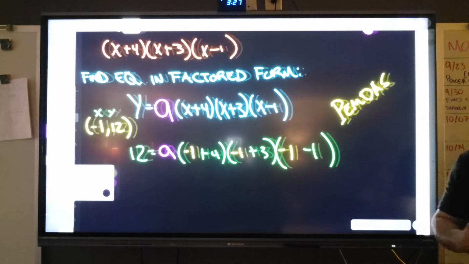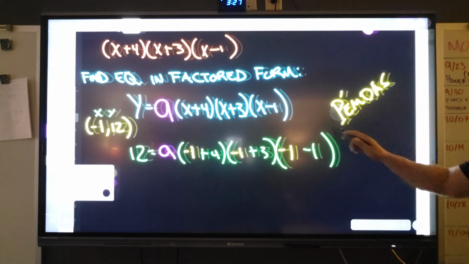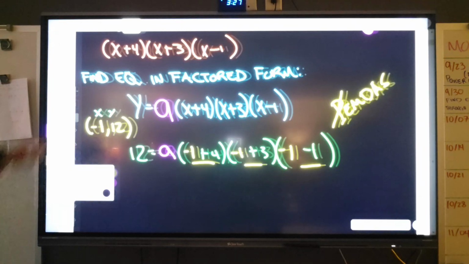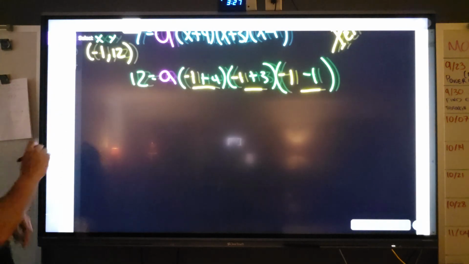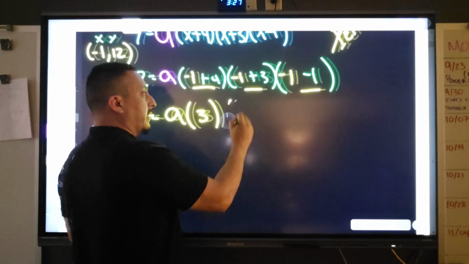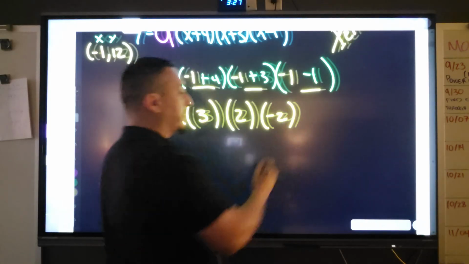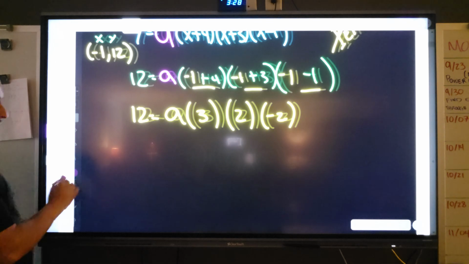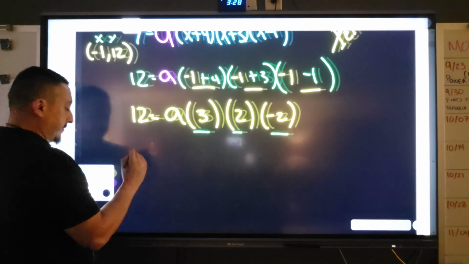P stands for parentheses. Some students think that means multiply the parentheses. That's not what it means. It means do whatever you can inside the parentheses. So we can add all these numbers. We just add them together. And so we get 12 equals a, that adds up to 3, that adds up to 2, that adds up to -2. Okay. And then we don't have any exponents, but we have multiply. We can multiply these three. What do we get, guys, when we multiply those three?